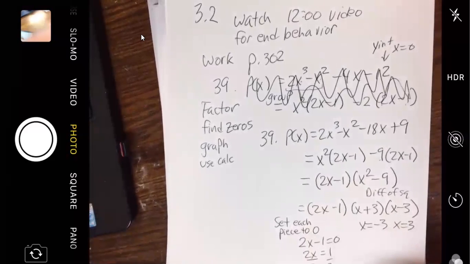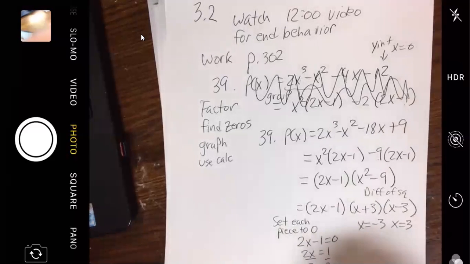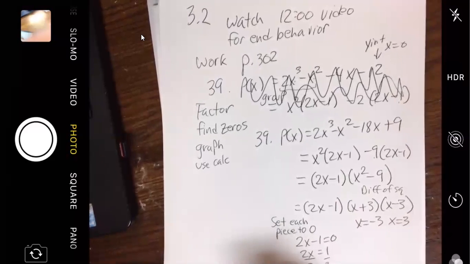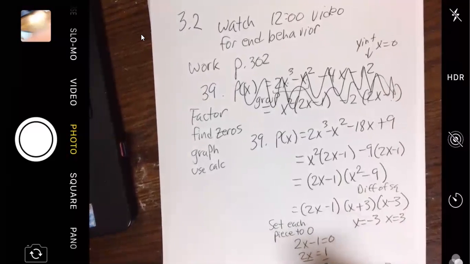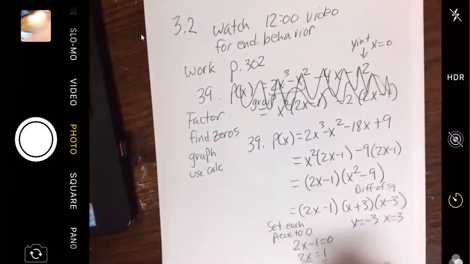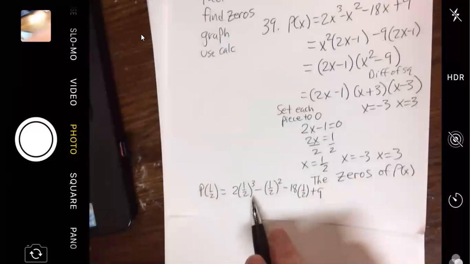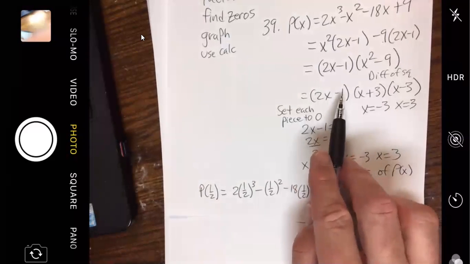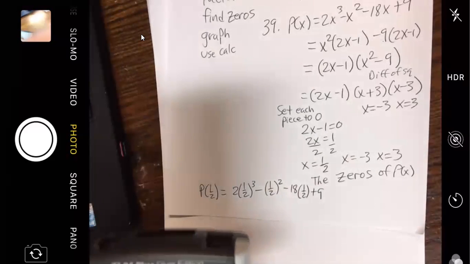Plug these numbers in, and you get 0. I'll just prove it, I'll do the 1/2. P of 1/2 is 2 times 1/2 cubed minus 1/2 squared minus 18 times 1/2, add 9. If we put in 1/2, the 2's cancel, 1 minus 1 is 0, but I was going to show it from here because it isn't near as obvious. You'll get 0.